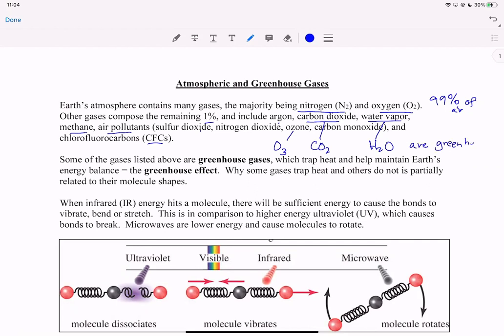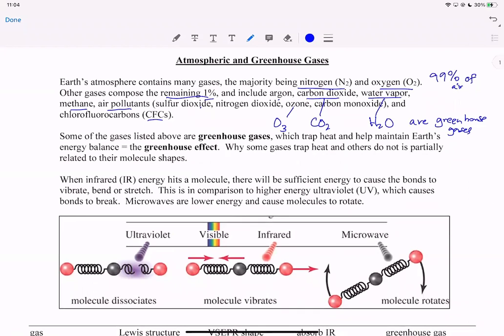And that is less than 1%. Okay, so that's less than 1%. And that's why we don't have to worry about the nitrogen and oxygen. They're the majority, more than the majority, right? 99%. But the ones that are greenhouse gases do have an effect. And here's why: greenhouse gases are gases that trap heat.